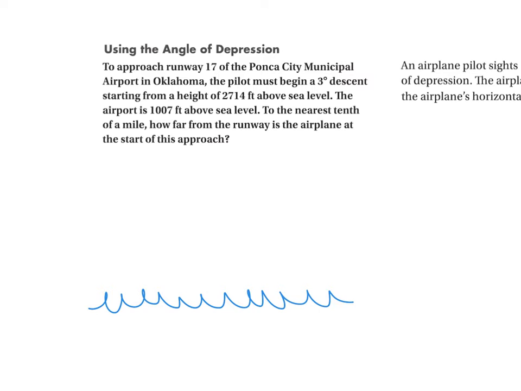Okay, so we have sea level, and then we have the ground. So I'm going to do the ground right here. And on the ground, we have the airport. There's my airport. Okay, so the airport is 1,007, let's use red. So 1,007 above sea level.